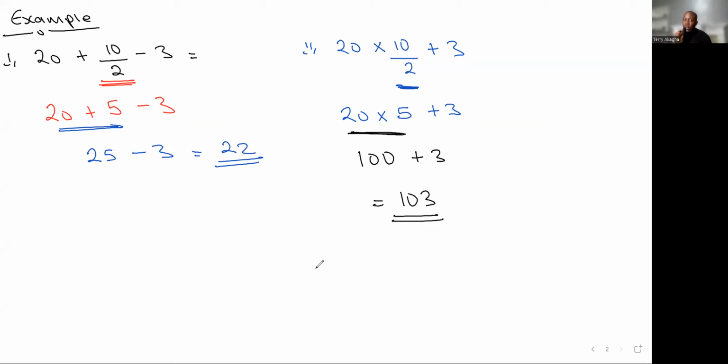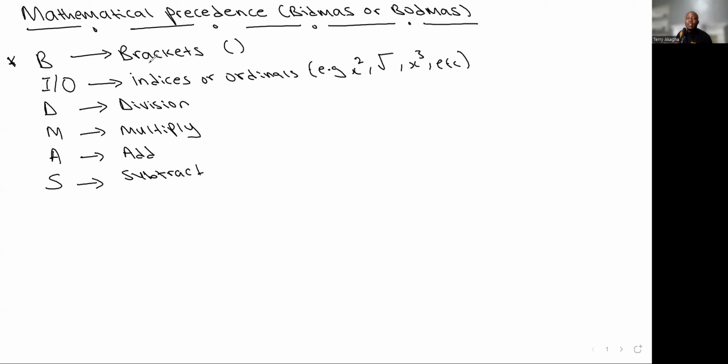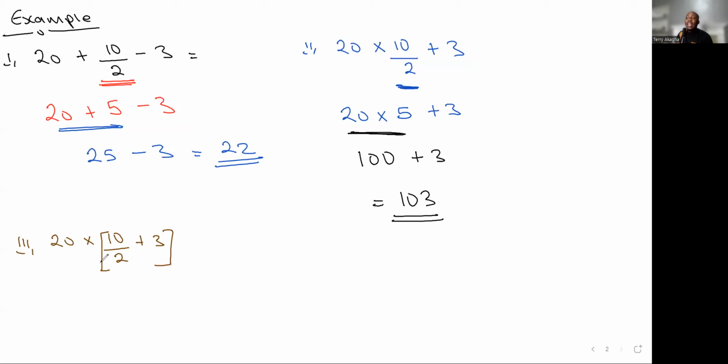Now, if we want to make this interesting, let's assume that same question like the last time, but instead we are going to have the brackets here. So let's say we have question 3, we have 20 multiplied by 10 over 2 plus 3, but this part is in bracket now. So that means if you go back, the bracket has the highest priority, all right? So that means regardless of the signs, we're gonna solve what is in the bracket first.